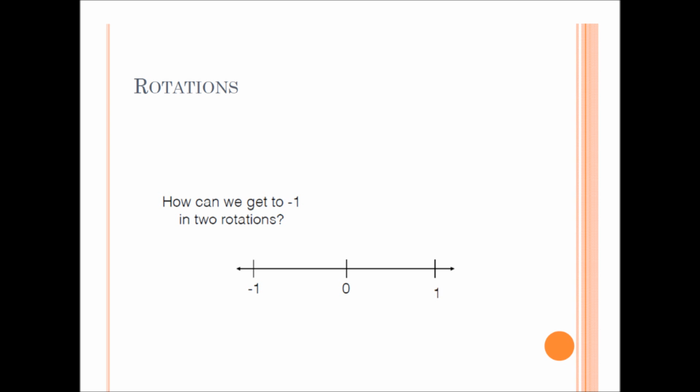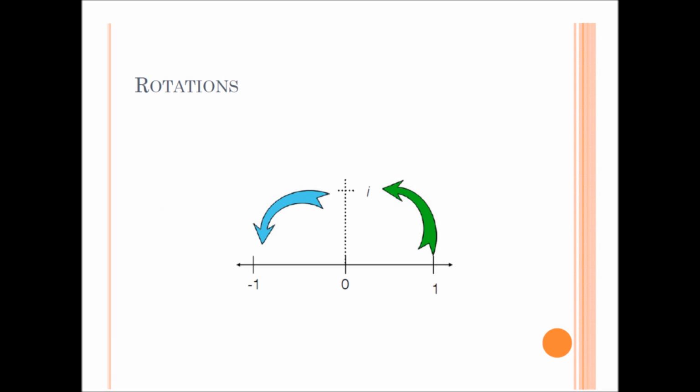Well, there's a problem. It's not on the real number line anymore. So what do we do? Instead, we'll go ahead and draw in our 90-degree rotation, and we'll label it I.